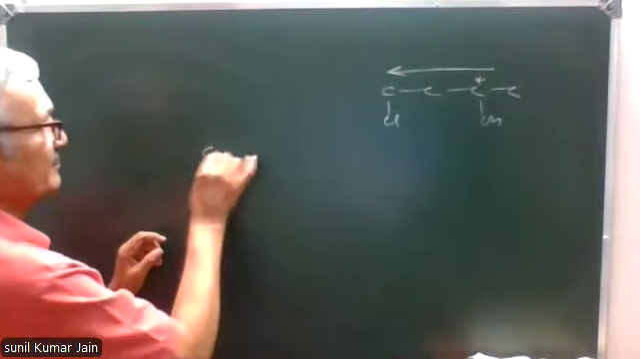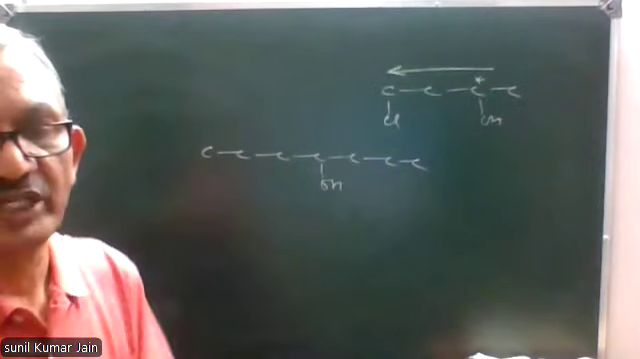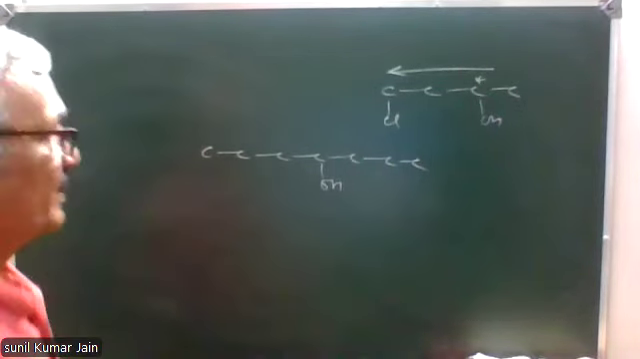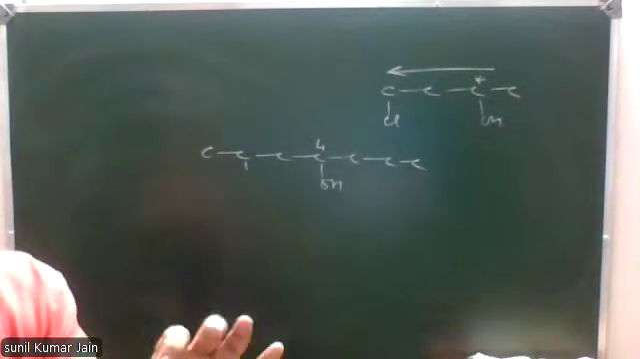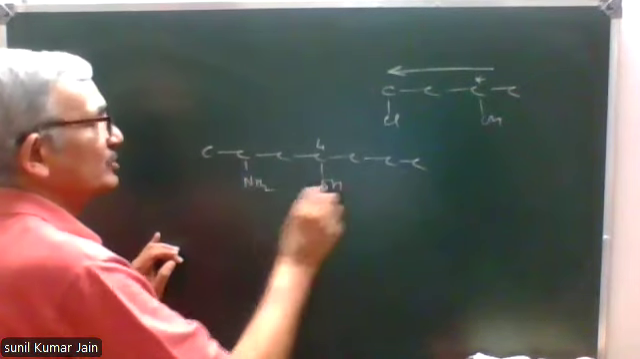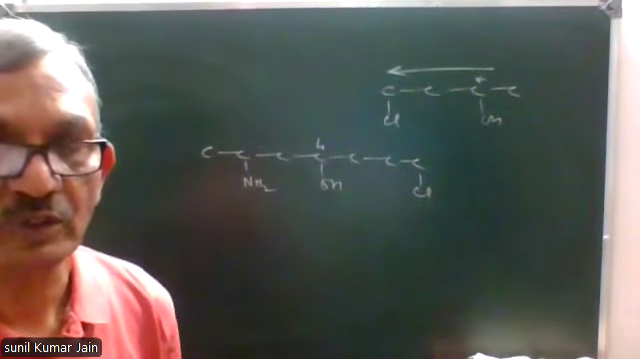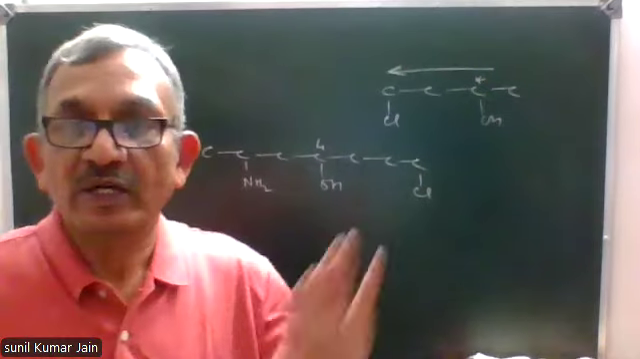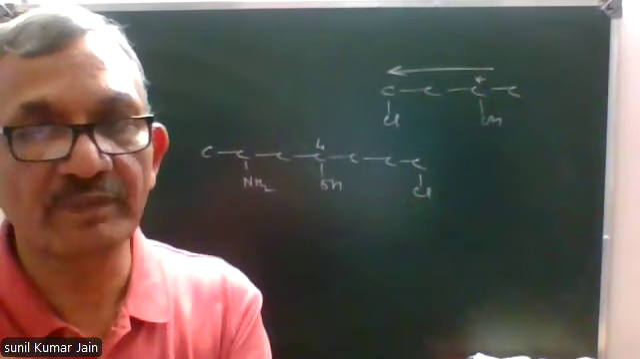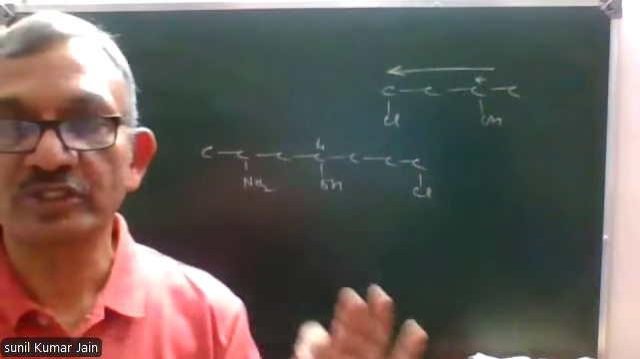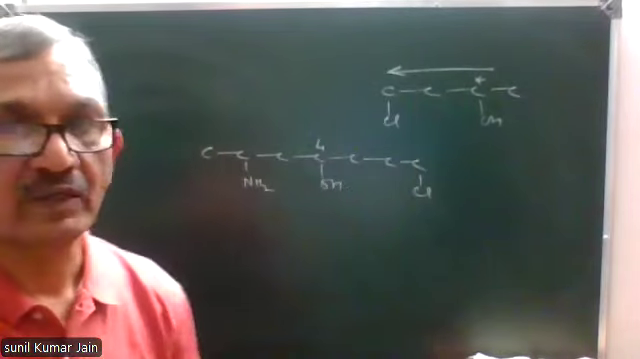I'll take one more example. This is a chain of 7 carbon atoms and an OH group at the 4th carbon atom. Let us say there are 2 more substituents present. One is the functional group NH2, the other is chlorine. Chlorine is a substituent, NH2 is a functional group, and OH is also a functional group. Now, in this molecule, the OH group has maximum preference. But the problem is, you count in any direction, the position of the OH group remains the same. So, which direction should I count in?